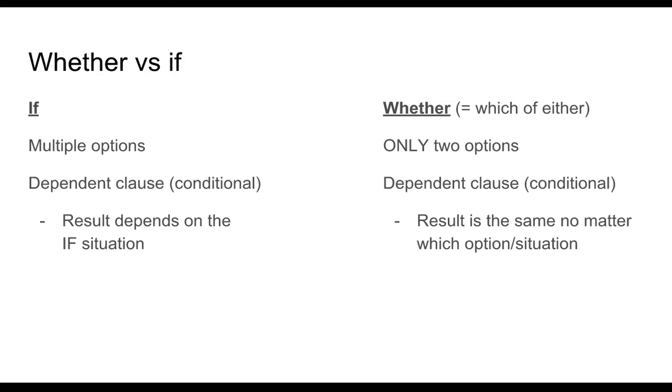But if I say, if it is rainy, we will not go on a hike, or if it is sunny, we will go on a hike, that tells me that it could be sunny, or as we all know in Colorado, it could be snowing, it could be hailing, it could be windy. There are all kinds of different types of weather, and so we choose the word if because there are multiple options.